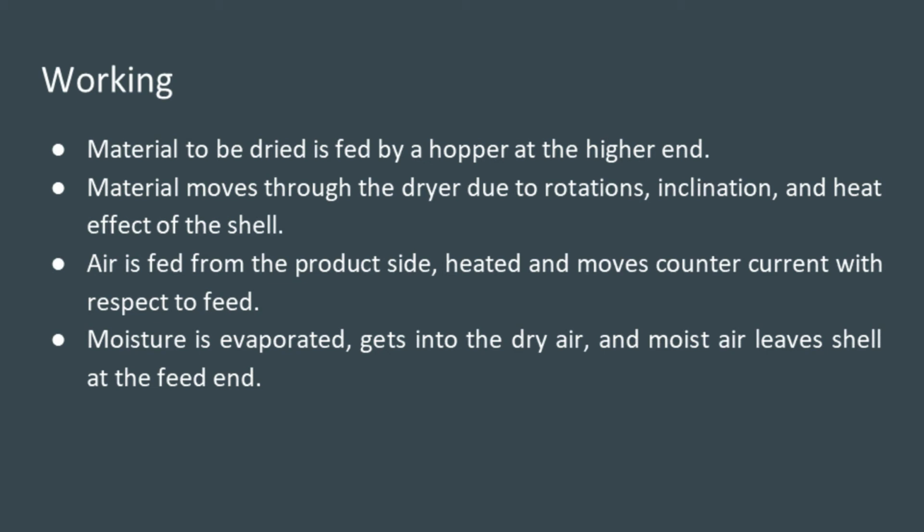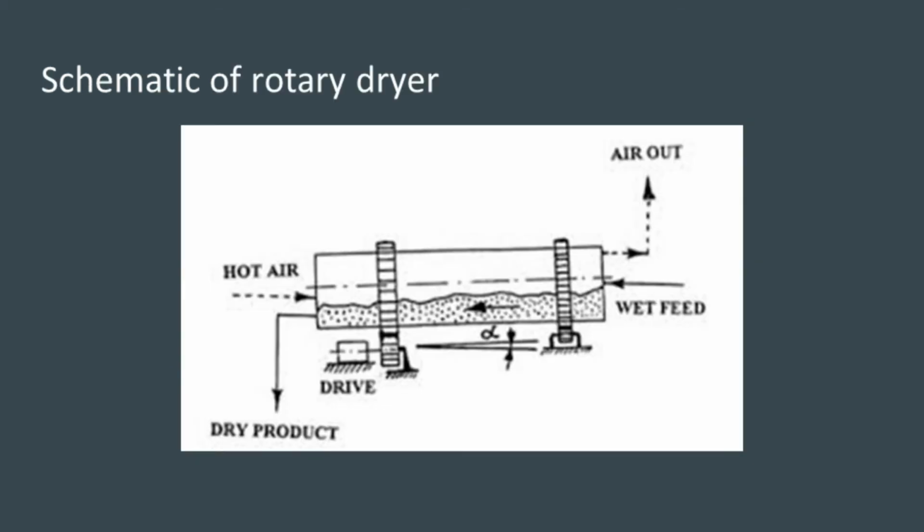Depending upon the type of material, air can be passed either countercurrently or co-currently. In the case of heat-sensitive material, co-current flow of dry air is favorable. A schematic diagram of rotary dryer is as shown in the figure. It is a counter-current flow type rotary dryer.